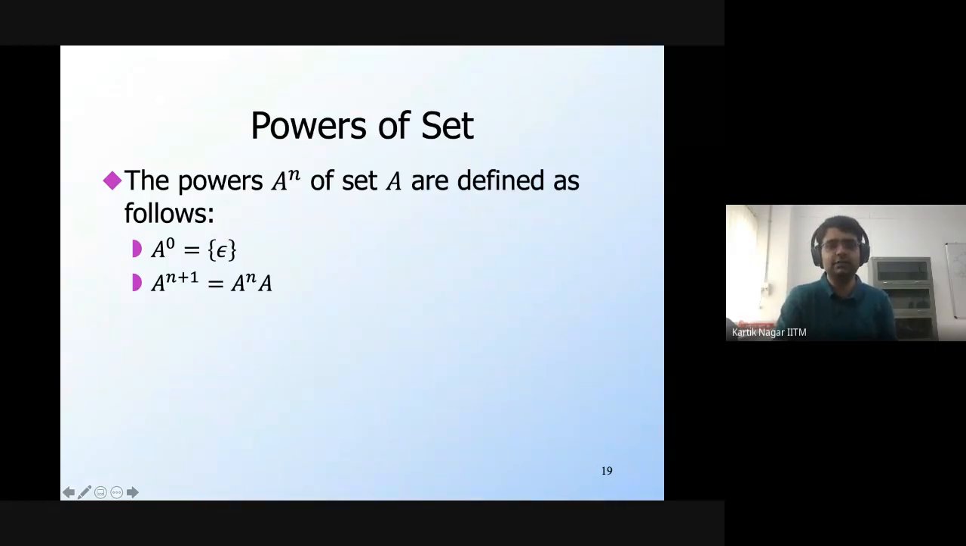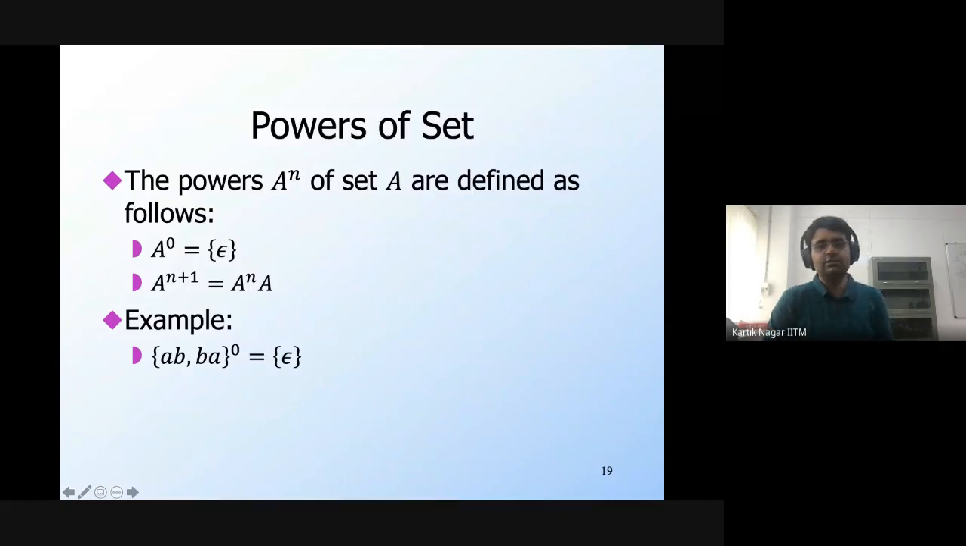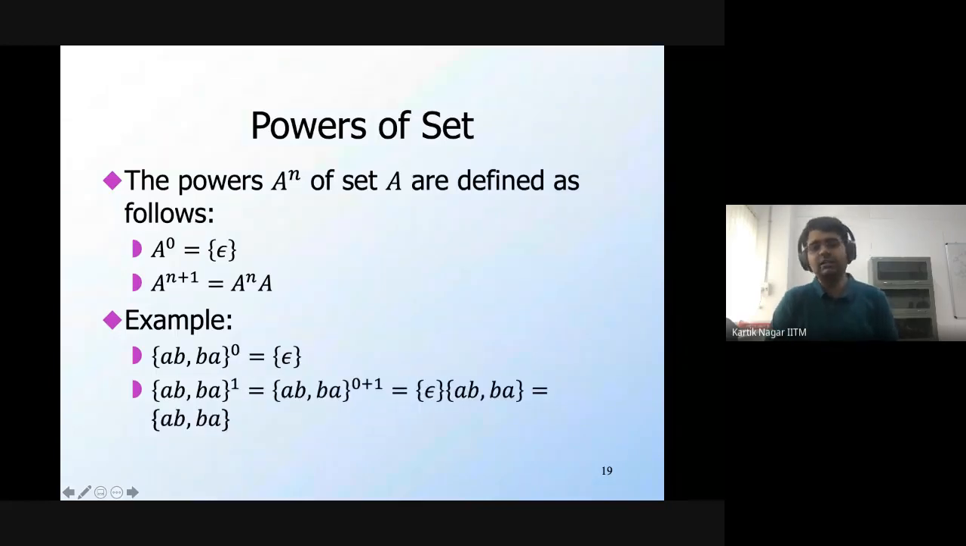So let's look at an example to make this more clear. If you take this set {AB, BA}, this is a set of two strings, AB and BA. Then {AB, BA}^0 is, as we defined, the set which contains the empty string, which is epsilon. Now {AB, BA}^1 can be written as {AB, BA}^(0+1). So now we can use the formula. That would be equal to {AB, BA}^0 concatenated with {AB, BA}. So this is epsilon concatenated with {AB, BA}, which is equal to {AB, BA} itself.